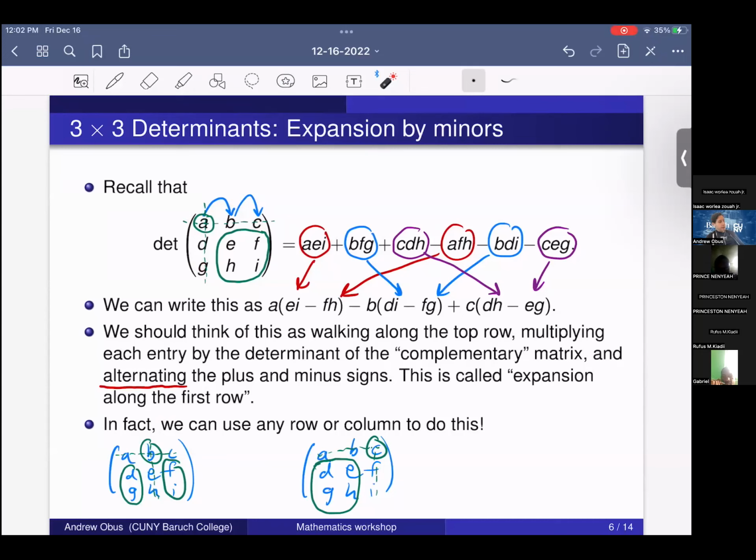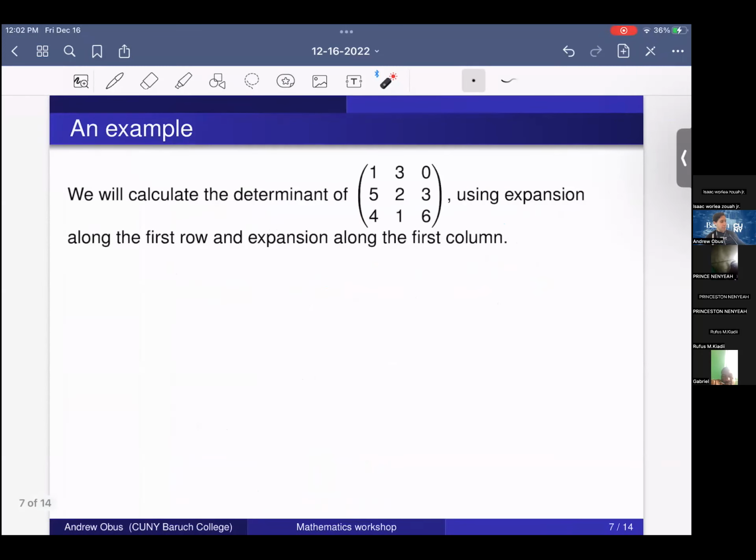Okay, so let me just do one example in 2 ways, and then we'll answer your question about how you know when to use plus and when to use minus. Okay, so let's first do this example 2 different ways. Okay, so we're going to have first row here and the first column here.